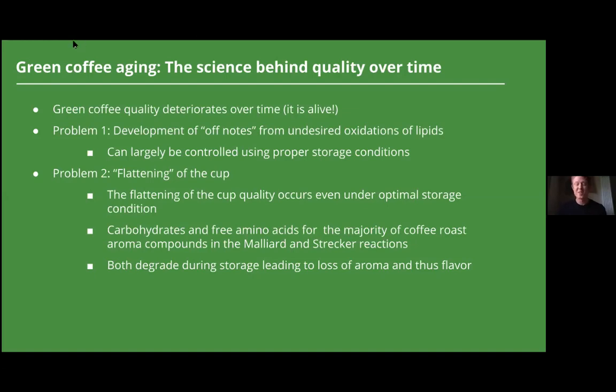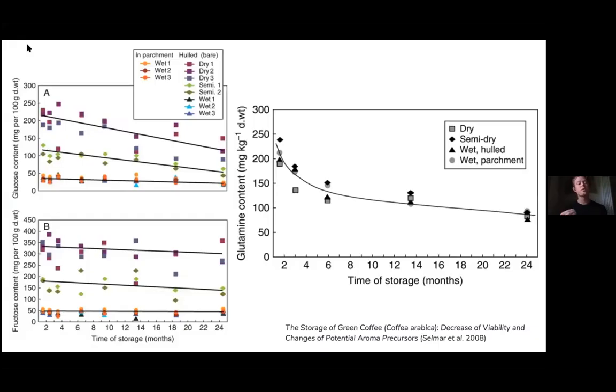And that's no fun. To really dive into this topic further, so you can see how this changes over time, there was a really wonderful study that we're going to show here that was done by Selmar et al. in 2008, looking at the degradation of nutrients in a green coffee seed over 2 years. And so we have 3 separate graphs here. The 2 on the left are sugars or carbohydrates, and the one on the right is glutamine, one of the free amino acids that is found in green coffee.